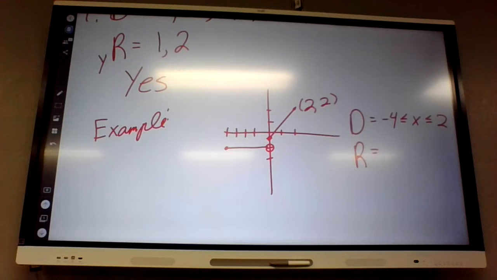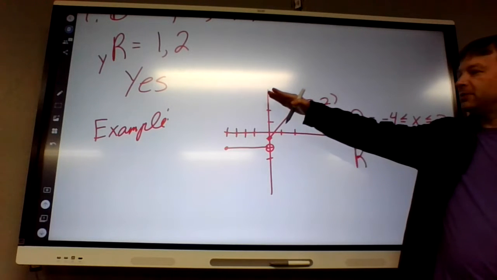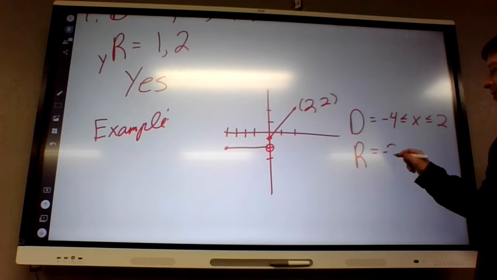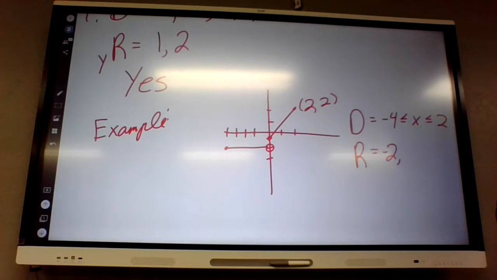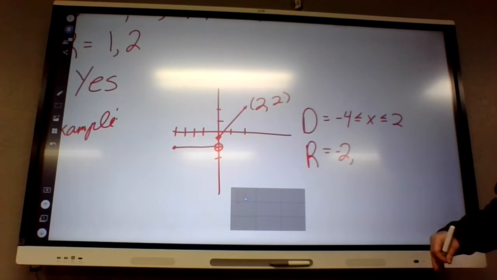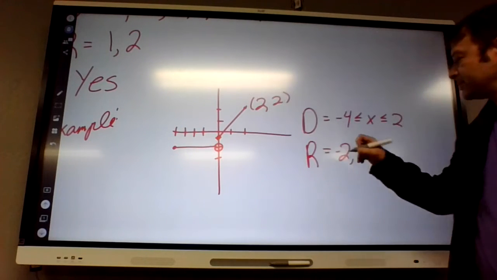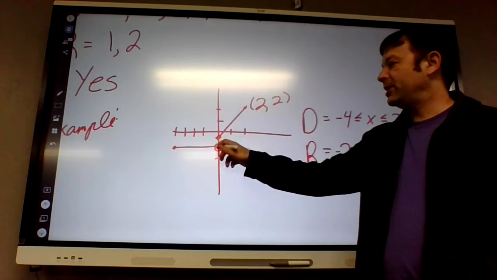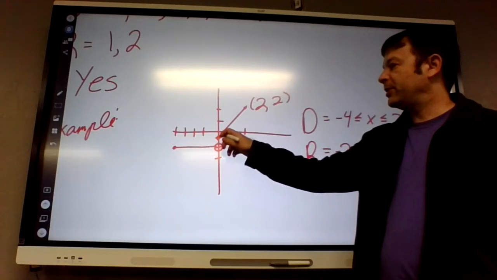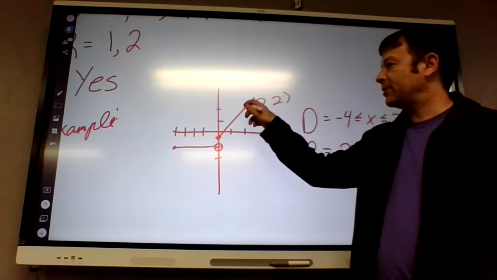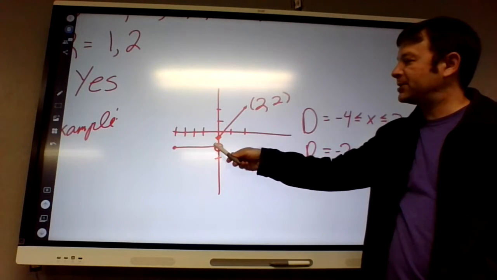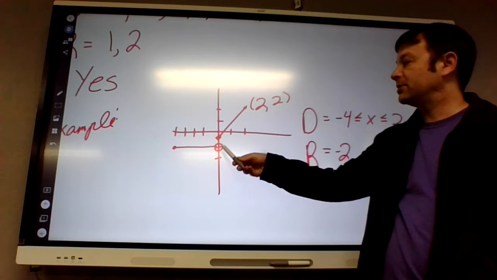What's the lowest y value on this graph? -2. What's the biggest y value on the graph? +2. Okay, now is every point filled in between those? No. From here to here, there are no y values. But from here to here, all the y values are filled in. So after -2, what's the next lowest y value?